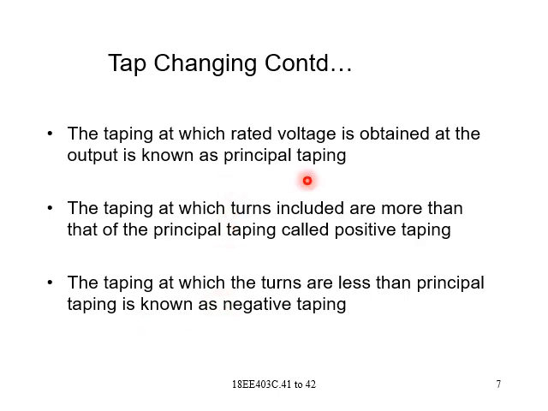So principal tapping is rated voltage, positive tapping is beyond rated voltage, and negative tapping is below the rated voltage. These are technical terms used to specify the tappings. If it is principal, it is at rated voltage. If it is called a positive tapping, then it is to be understood that it is more than the rated voltage. And if it is negative tapping, then it is below the rated voltage. This is the technical terminology used in substations to categorize.